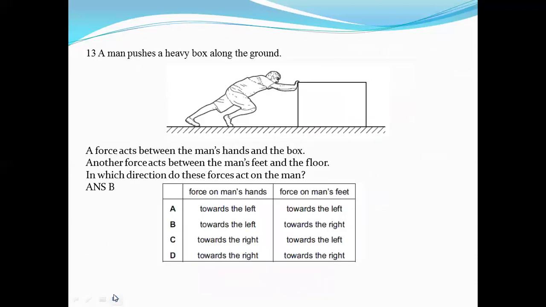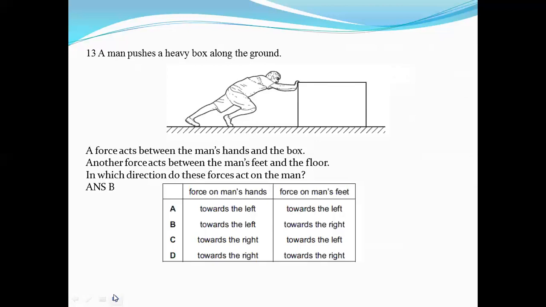Question number 13. A man pushes a heavy box along the ground. The force acts between the man's hand and the box. Another force acts between the man's feet and the floor. In which direction do the forces act on the man?